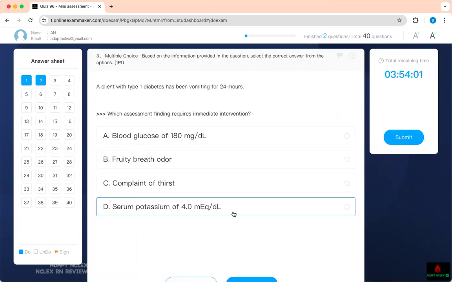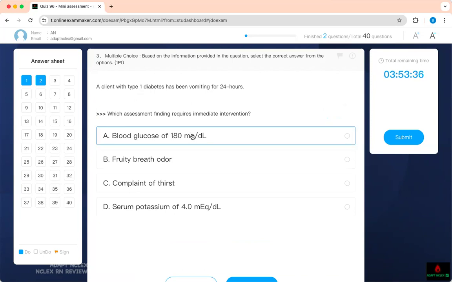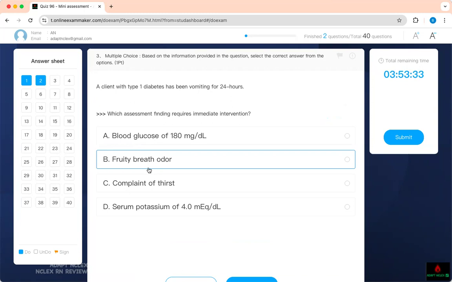Which assessment finding requires immediate intervention? A client with type 1 diabetes has been vomiting for 24 hours. Type 1 is your key. That is the red flag. 24 hours is your red flag. What do you expect? Vomiting for 24 hours, dehydration for a type 1 diabetes patient. What are you worried about? DKA. Which of these answers indicate DKA? Glucose of 180 does not indicate DKA. Fruity breath odor, that is acidosis. Complaint of what?